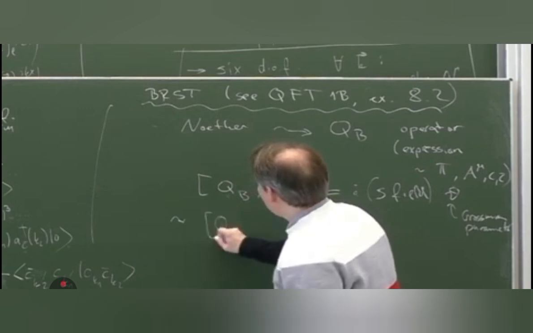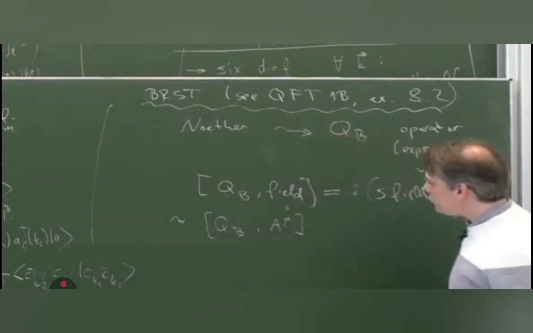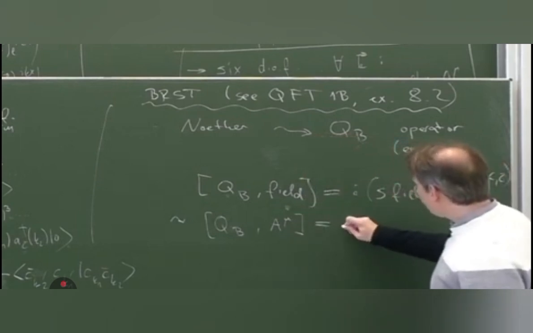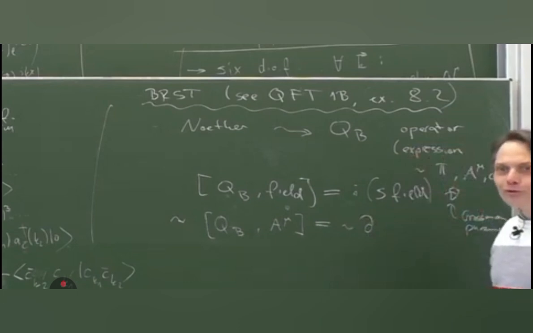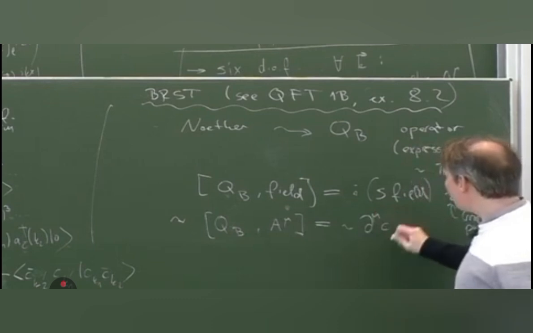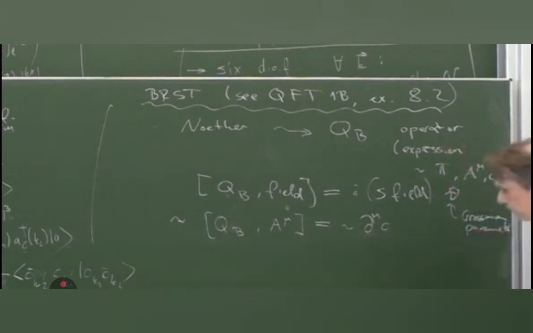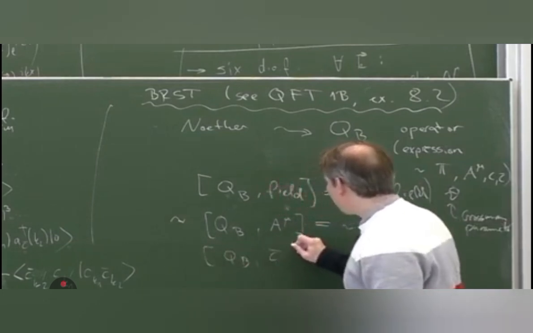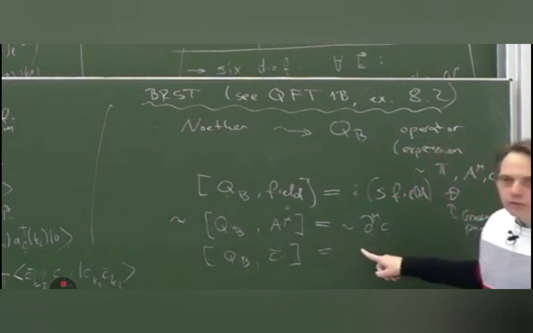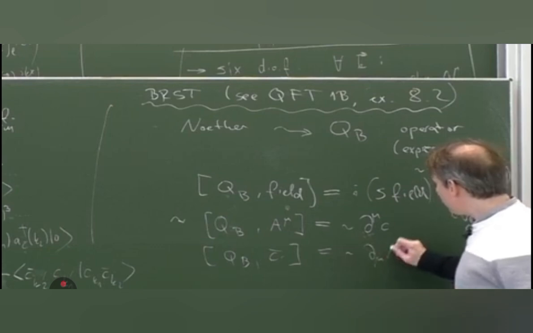So this Q_B commutator with the vector field A_mu gives something, and today I ignore prefactors because the prefactors are not important for this purpose. So the BRS transformation is proportional to the derivative of the Faddeev-Popov ghost field. And Q_B of the anti-ghost field is the B field, which was eliminated by using its equations of motion, which is d^mu A_mu.